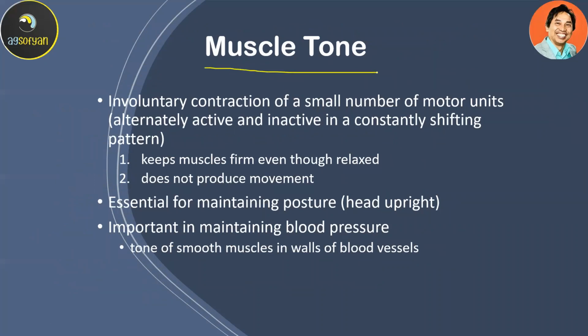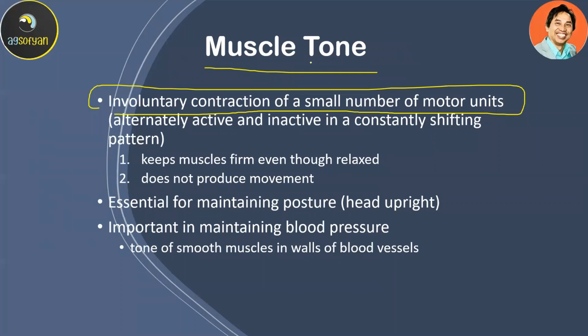The next one is muscle tone. This is involuntary contraction of a small number of motor units. Usually in our back, we have muscle tone like this. Some muscles keep contracted. This is what we call muscle tone, because it keeps the muscle firm even though it's relaxed. Usually it doesn't give a movement. It just keeps our posture in balance. There is no movement on our back, for example, but our posture will keep like that because of this muscle. So it is essential to maintaining our posture. Also for the smooth muscles in the blood vessels, it's important to maintain blood pressure. The muscles in the blood vessels keep contracted to maintain this blood pressure.